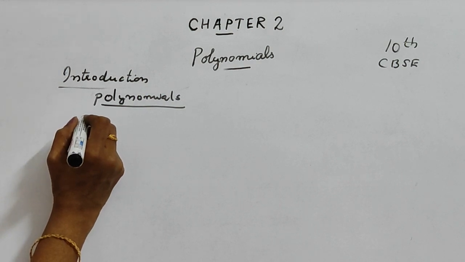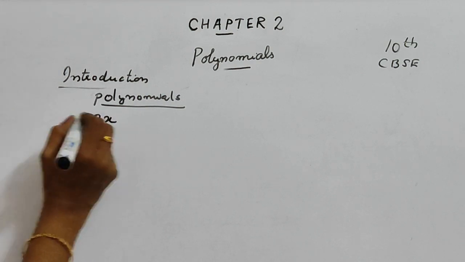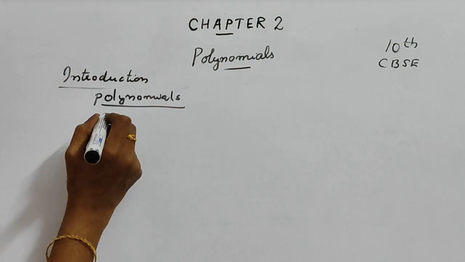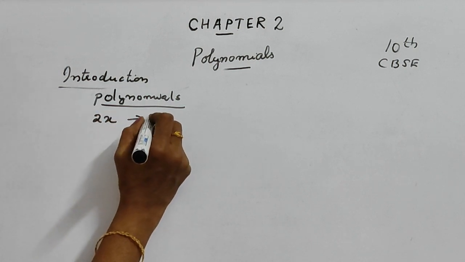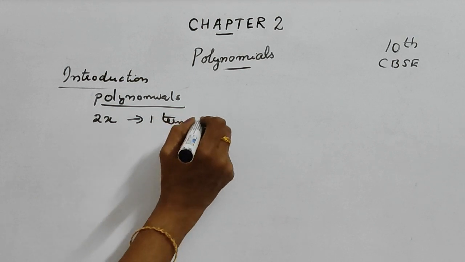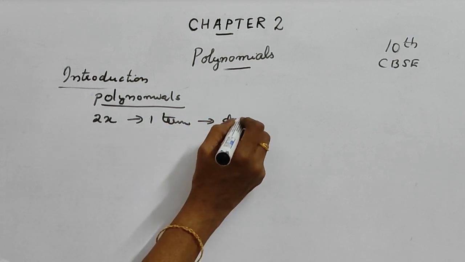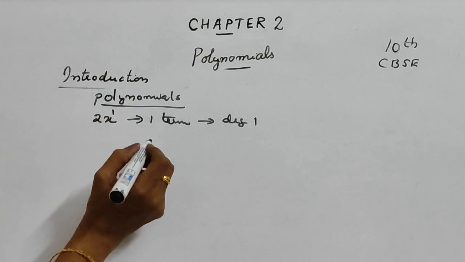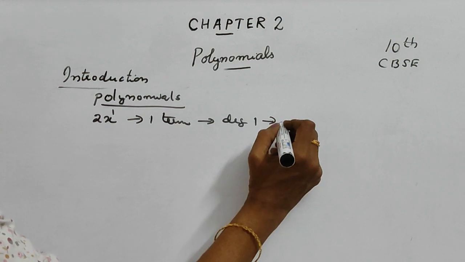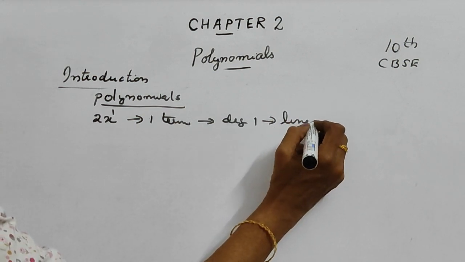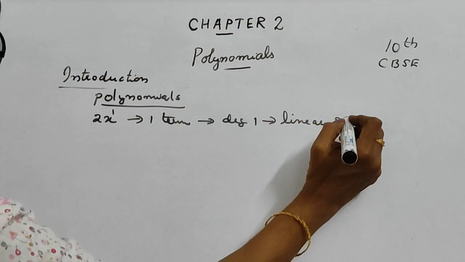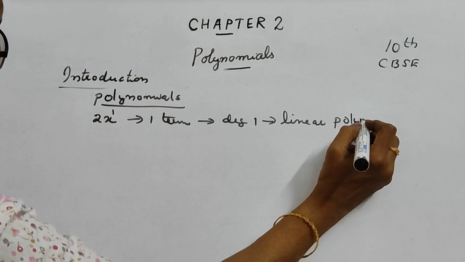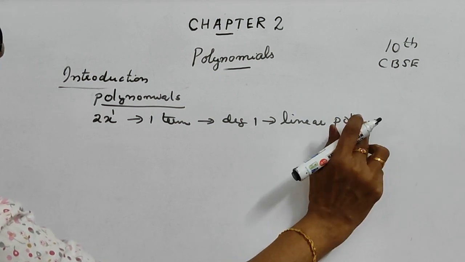See here, let me write 2x. Here only one term. And the degree 1. So x means x raised to 1. So this is called as linear polynomial. Linear means 1. Linear polynomial.